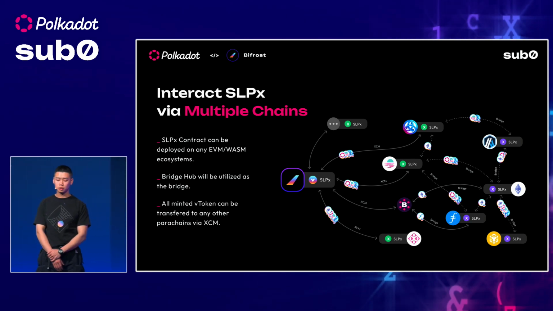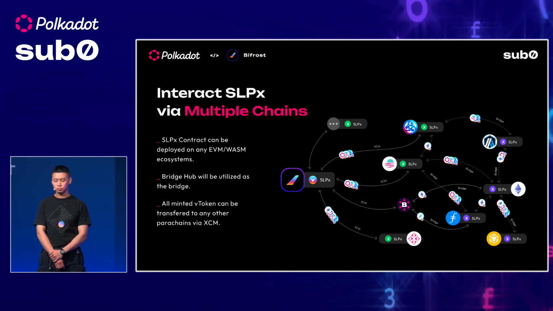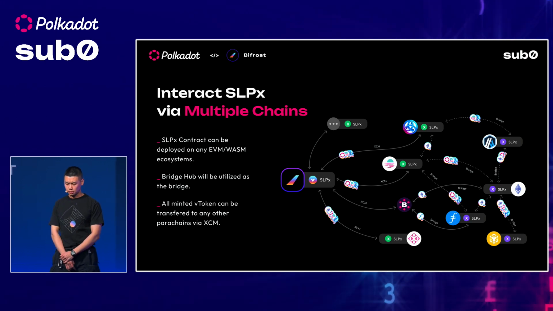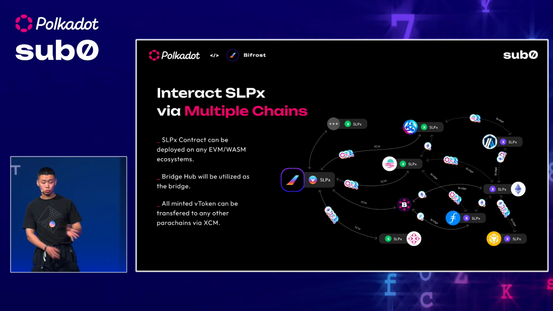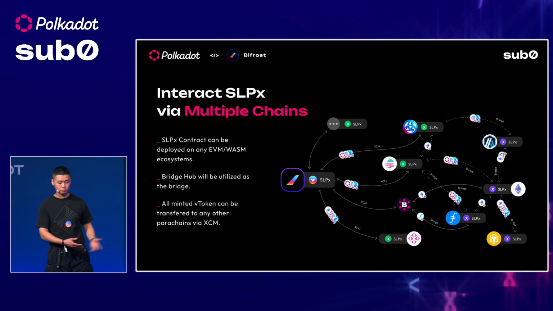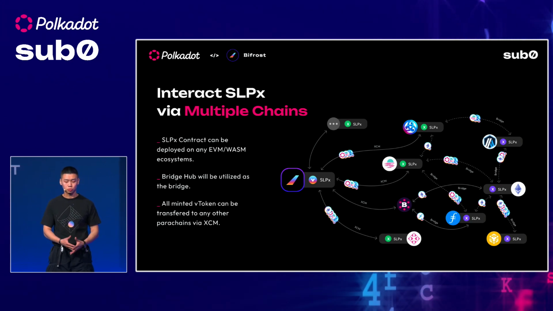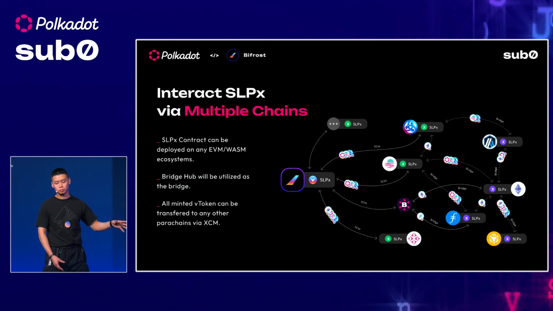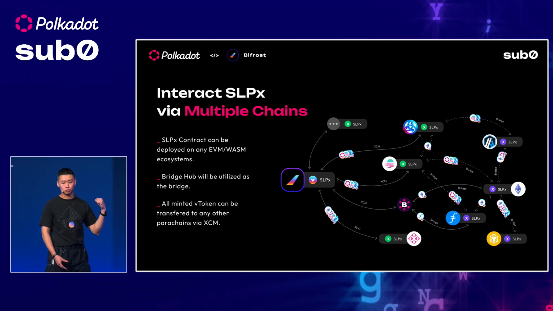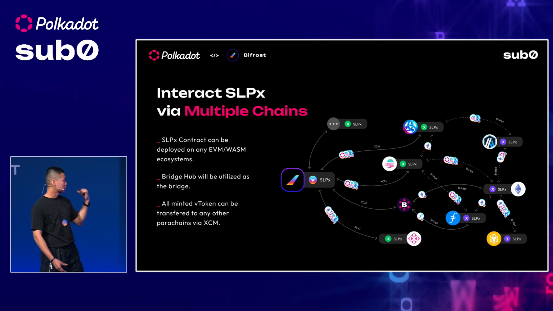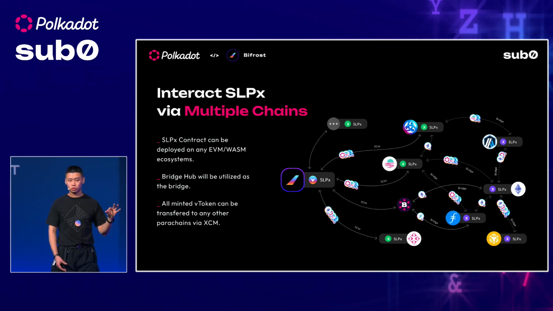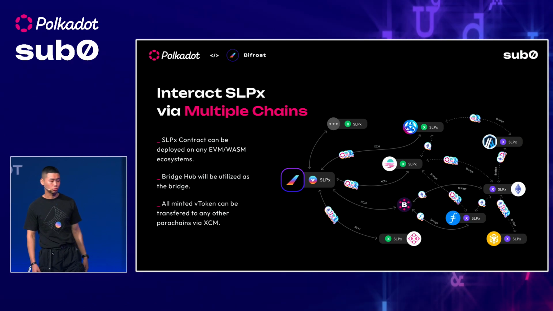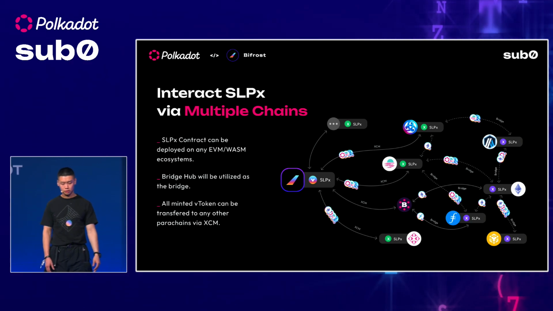So the Bridge Hub will connect to some external blockchains like Arbitrum and Ethereum. Out of these chains, they're using some external bridges, just gathering all of these different tokens from there, and then sending the message back to Bifrost. Bifrost is the only parachain with the authority to mint V token and then transfer it back to the source chains.